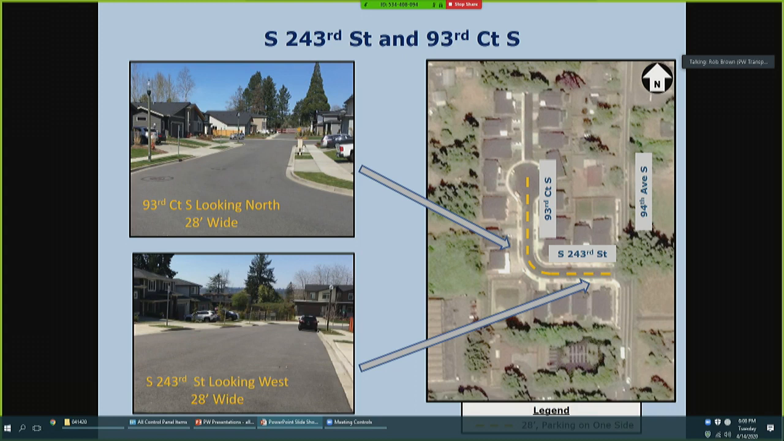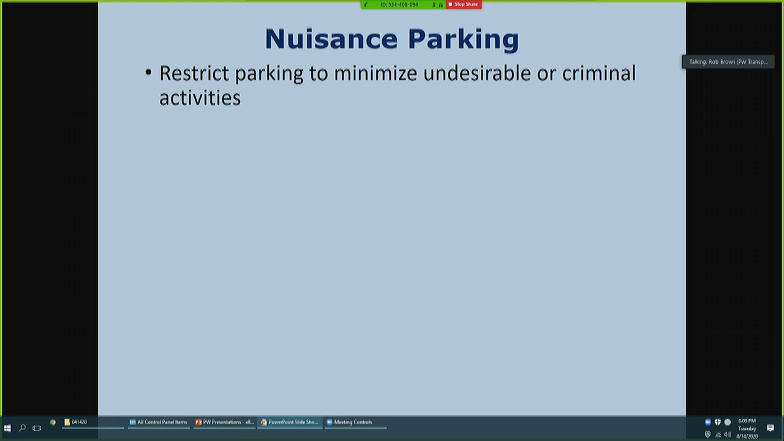This is a newer development that has no parking signs posted, but the parking restrictions have not been put into the city code. And so these two streets here are 28 feet wide, and we are proposing to allow parking on one side, restrict parking on the other side. Again, this was a recent development. It has the signs. We just want to put those restrictions into the city code. Any questions or comments? Okay, next slide, please.